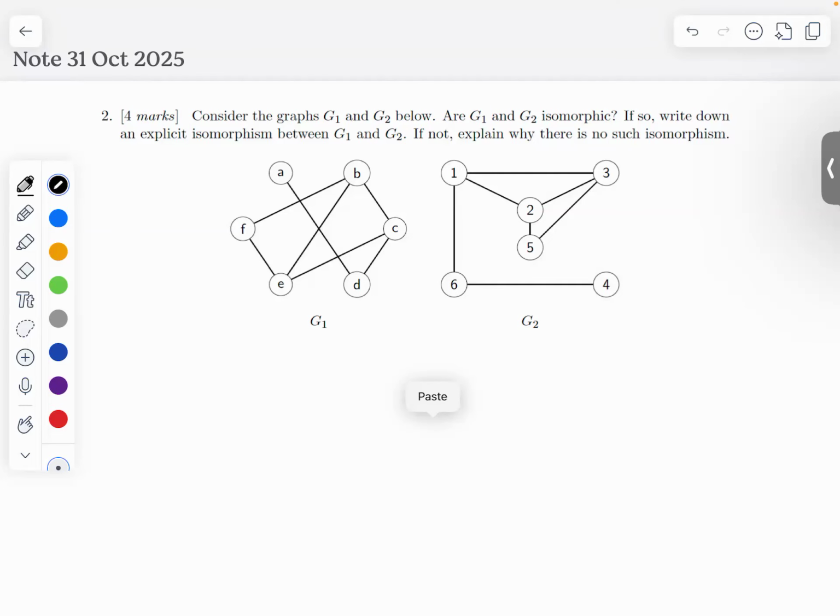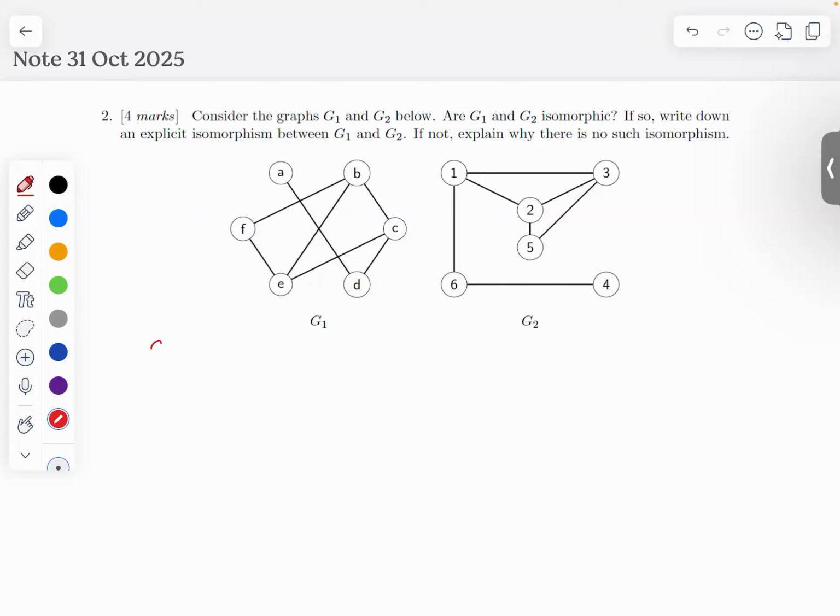Okay, so let's try to make an isomorphism between G1 and G2. So what's the strategy of solving this one? It's not an easy question, but it depends on the complications of the graphs. So we really look at the degrees of the two graphs.